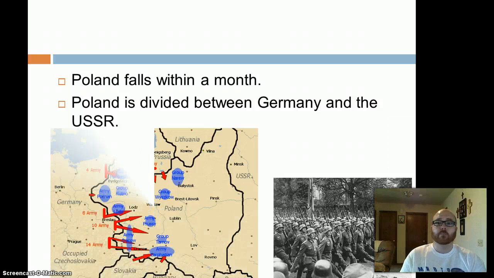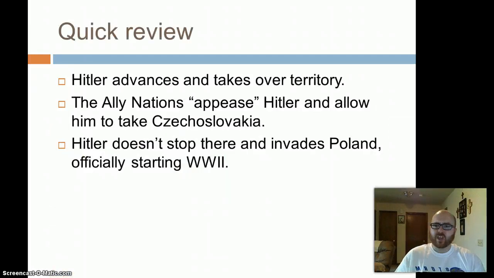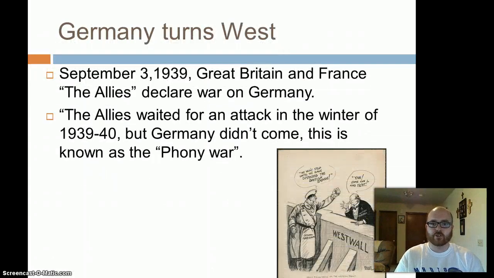All right, so Poland falls in a month. Poland's divided between Germany and the USSR. Things are just going really bad. All right, so Hitler advances and takes over territory. Allied nations appease Hitler, allow him to take Czechoslovakia, and Hitler doesn't stop there and invades Poland, officially starting World War II. Now, Germany's going to turn to the west, and they're going to take care of the Allies. Okay, and the Allies declare war on Germany September 3rd, 1939.